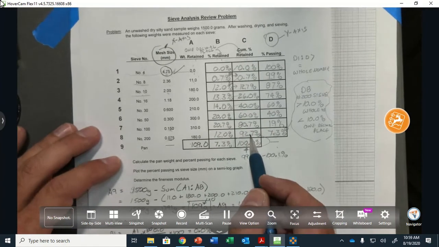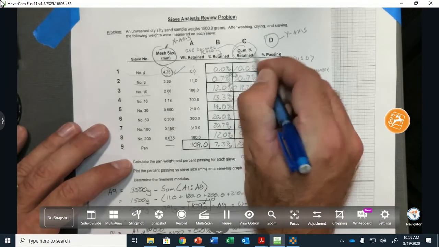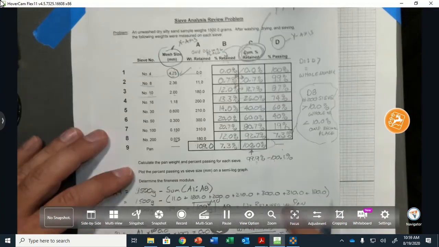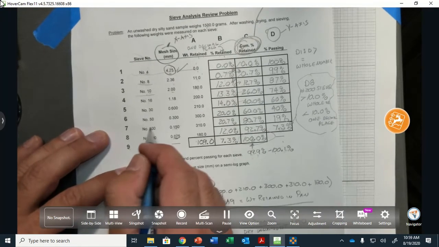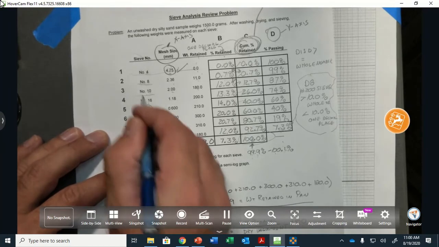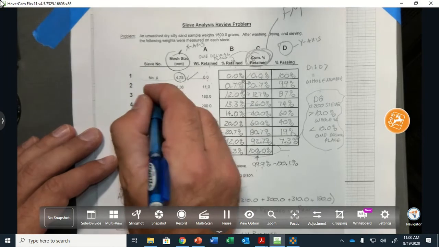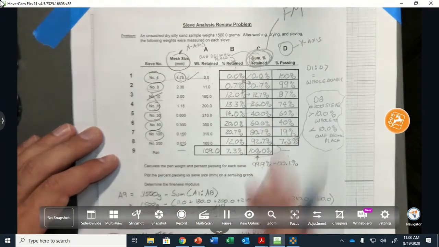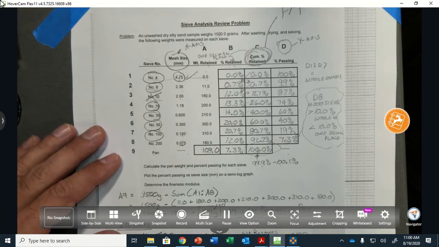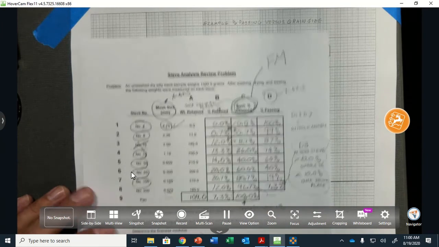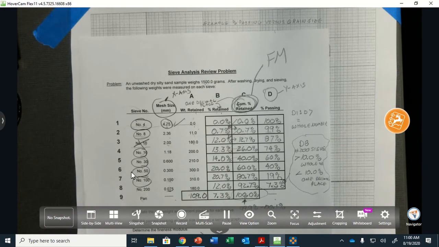Okay, so if I look at my percent passing, I'm not going to use the, so this is cumulative, okay? FM is cumulative percent passing. So I'm going to use the 100 sieve, 50, 30, 16. I'm not going to use the 10 because it's not double. I'm going to use the number 8 and the number 4. Okay? So that equation is, so obviously I don't think I wrote it down, I'm going to add these up and divide it by 100. It turns it back into a decimal.